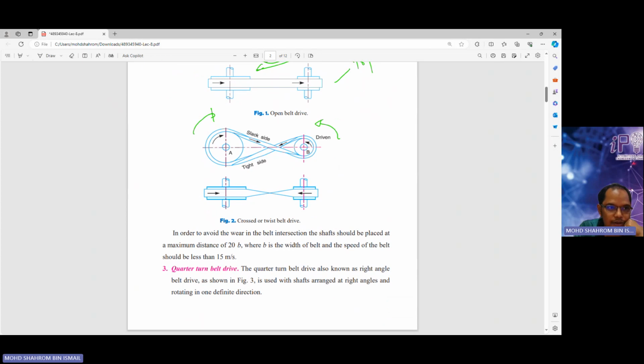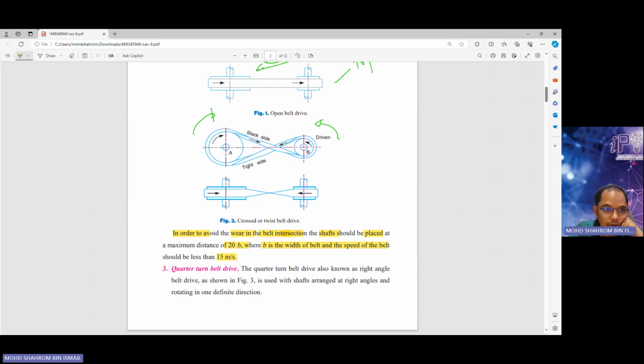So here it is clearly stated that in order to avoid wear in the belt at the intersection, the shafts should be placed at a maximum distance of 2b, where b is the width of the belt, kelebaran dia, and the speed of the belt should be less than 15 meters per second. And of course, the speed needs to be less than 15 meters per second.